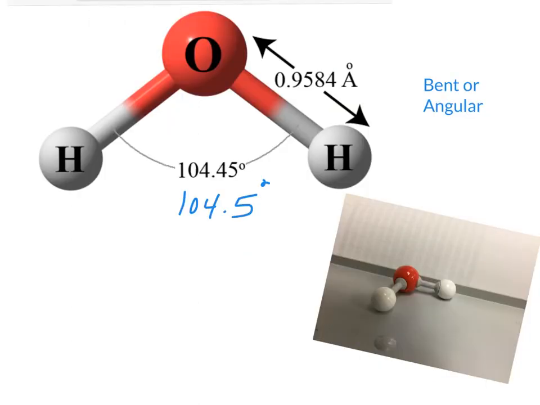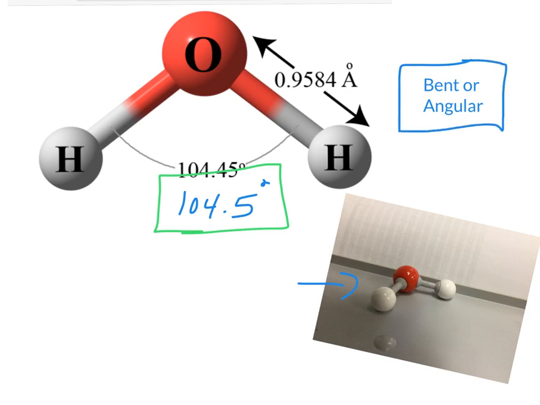Okay, now here we have a water molecule, and your angle is 104.45 technically. So we usually round it off to 104.5. Now, this is how it looks in the model and your shape is bent or angular. Most of the time on a test you're going to see it as bent, but it can be both.